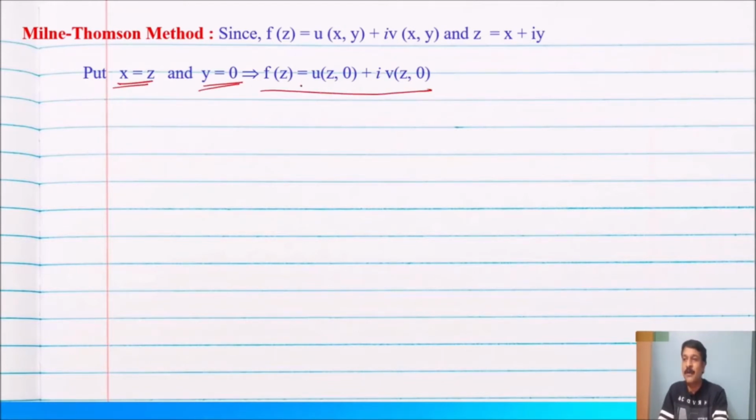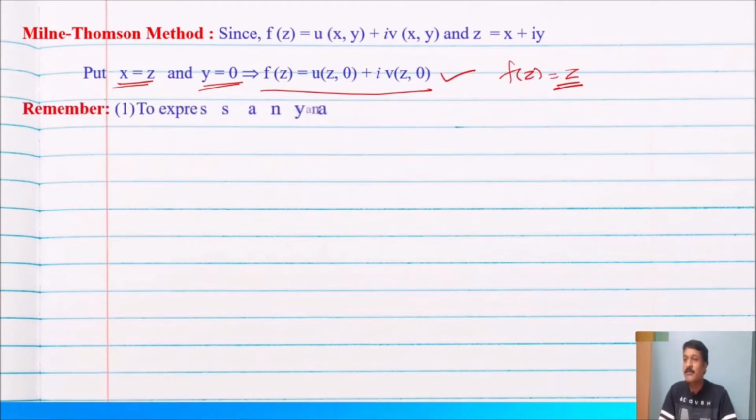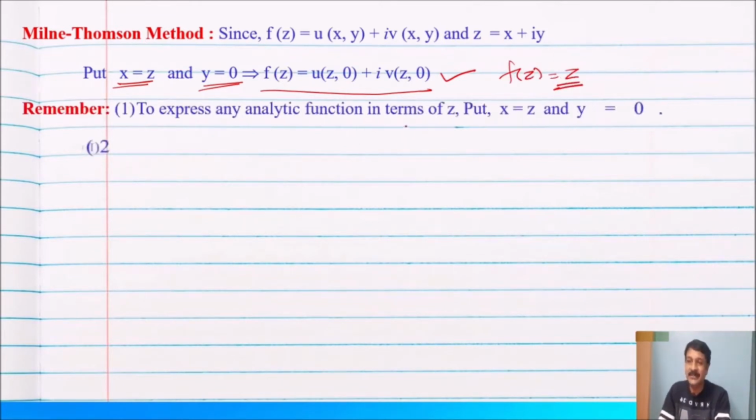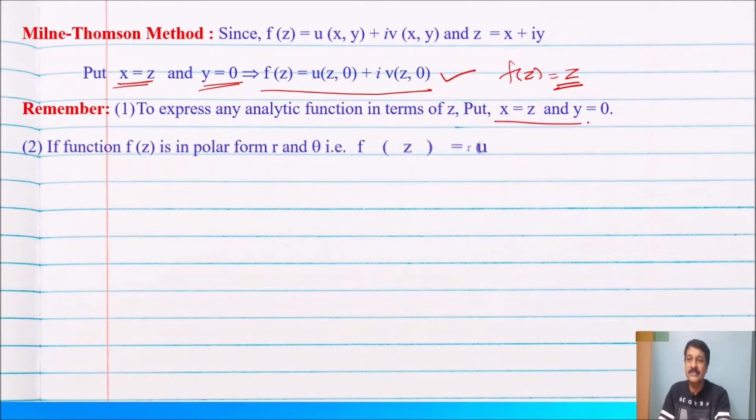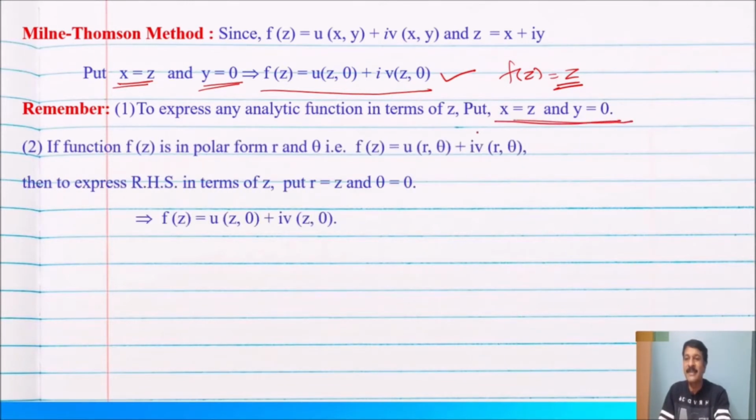Therefore, this f of z equals u of z0 plus i v of z0. It gives your function f of z in the form of z only. So remember this: to express any analytic function in terms of z, use Milne-Thomson's method, which means put x equal to z and y equal to 0.